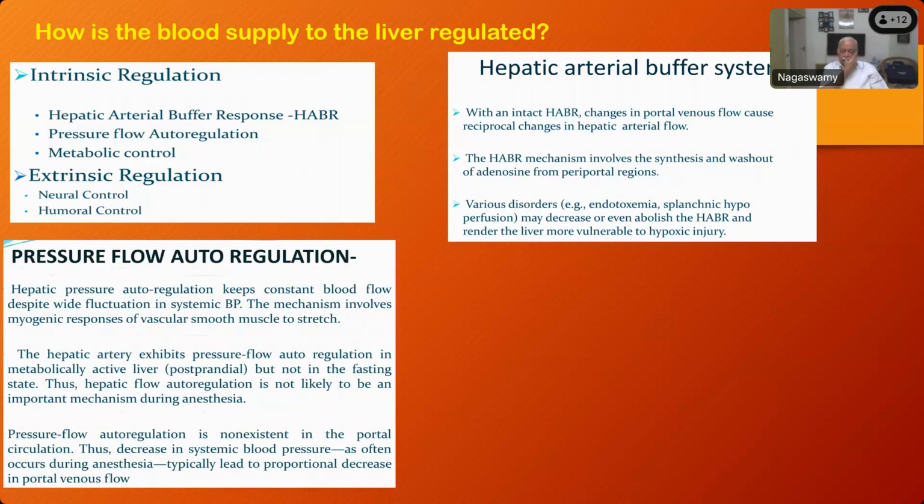So in the liver, because it has a dual blood supply, both from the hepatic artery and portal vein, it is the hepatic artery which will be able to do the auto-regulation. It is not the portal vein. Portal vein does not have an auto-regulation. Please remember that. Which other vascular supply does not have auto-regulation?